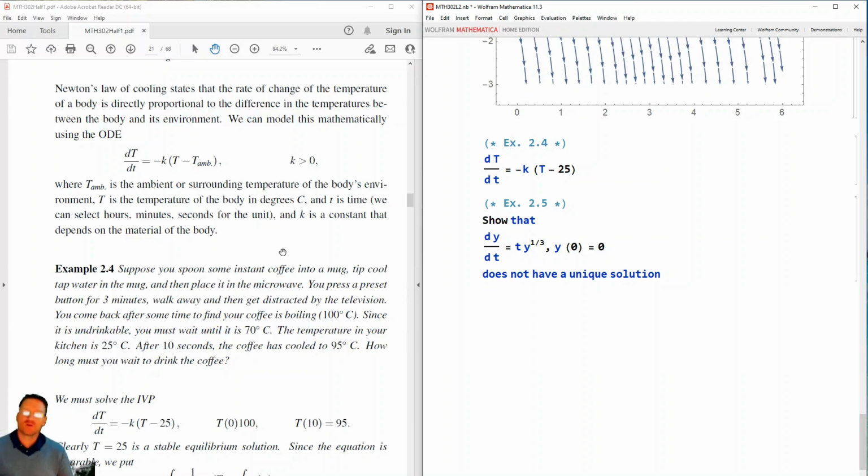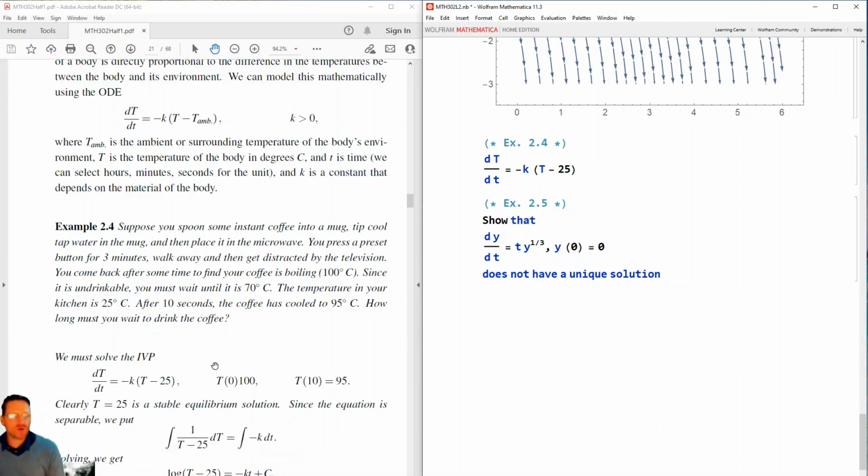So it's basically undrinkable at boiling. So you want to wait a little bit. You might want to wait until it's 70 degrees Celsius. The temperature in your kitchen, let's suppose it's 25 degrees Celsius. So after 10 seconds, let's suppose that the coffee has cooled to 95. So the question here is how long must you wait to drink the coffee?